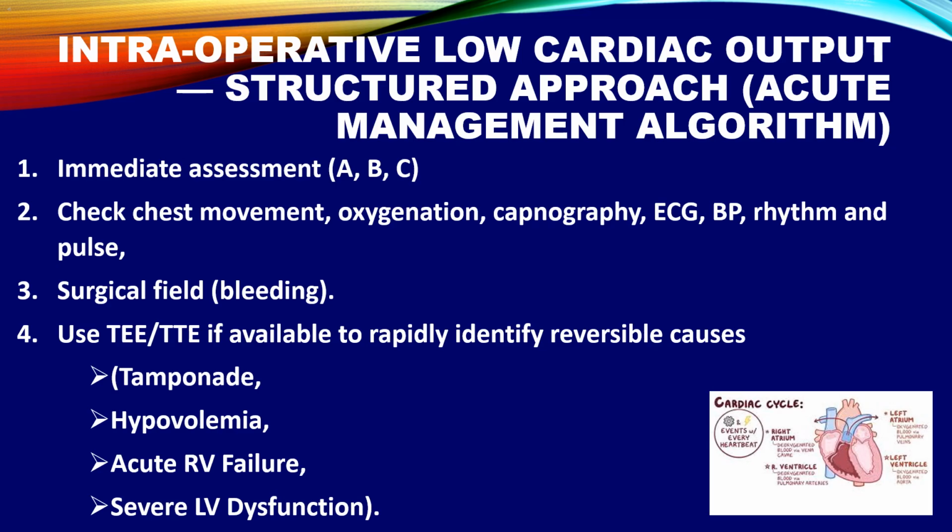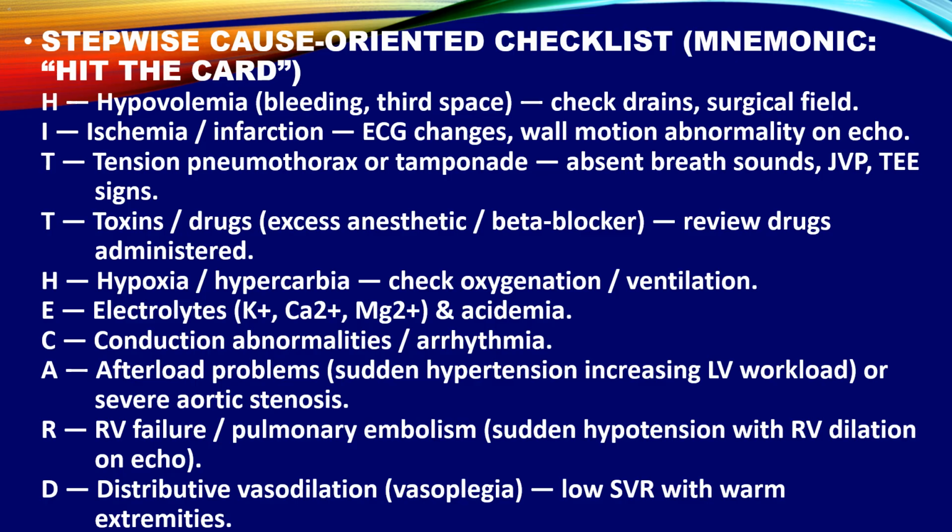Utilize transesophageal echocardiography (TEE) or transthoracic echocardiography (TTE) if available to rapidly identify reversible causes of low cardiac output, such as cardiac tamponade, hypovolemia, acute right ventricular failure, severe left ventricular dysfunction. This structured approach enables prompt identification and management of low cardiac output during surgery. Stepwise cause-oriented checklist. Mnemonic: HITHE CARD.